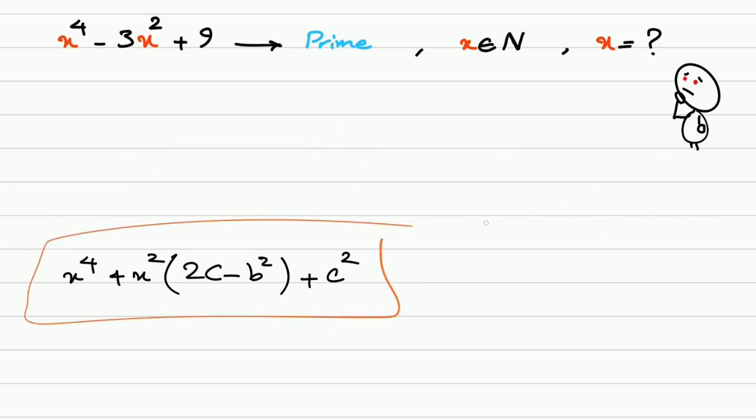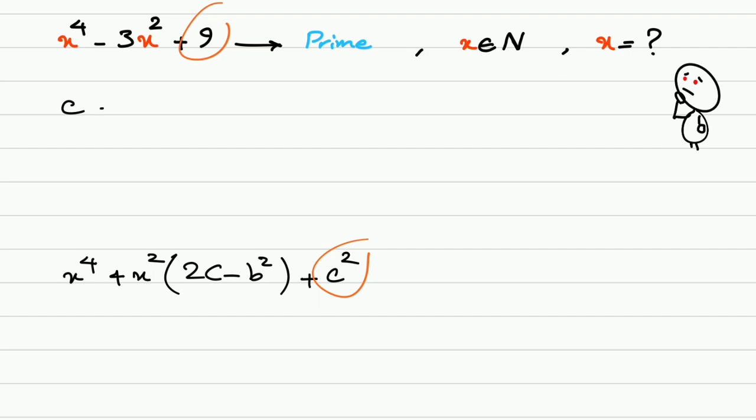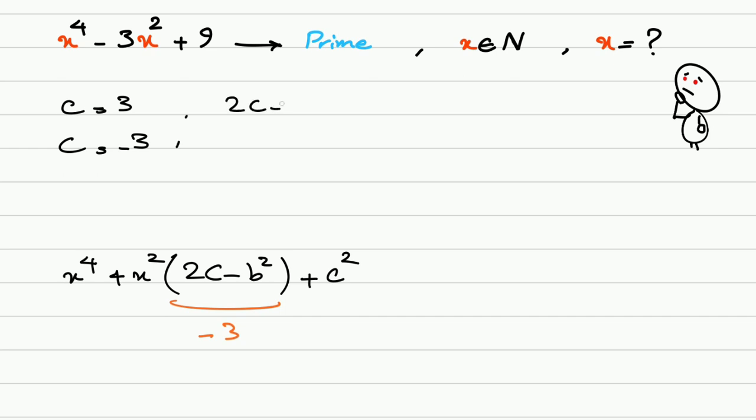Okay, now let's compare it to the original expression we had. So c squared is 9, c is 3, or c is negative 3. And this expression is negative 3. 2c minus b squared is negative 3. That means b squared is 2 times c plus 3. So if c is 3, it will be 9. For negative 3, it will be negative 3. We don't want this one. Complex world, we don't want that in this problem. So b is positive or negative 3.